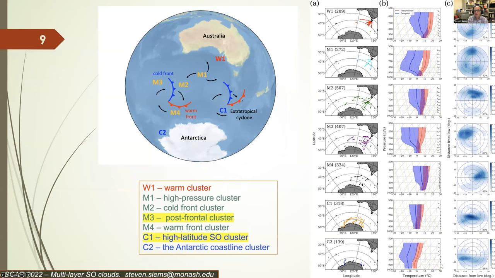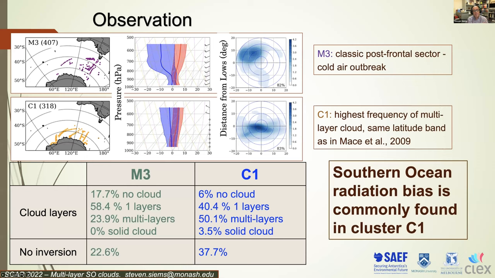Here's a little schematic showing a storm track with some mid-latitude cyclones and where these seven different clusters are. But we want to focus on M3 and C1. And so this cluster, M3, is our post-frontal air mass, and it's along the storm track. And you can see it's very dry aloft, relatively speaking. The dew point temperature drops off considerably. And as you might expect, it's to the north and west of the cyclone center. Whereas at the high latitudes, it's moist all the way up to 550 hectopascal. A lot of clouds, and these ones are generally to the south of the cyclone center.